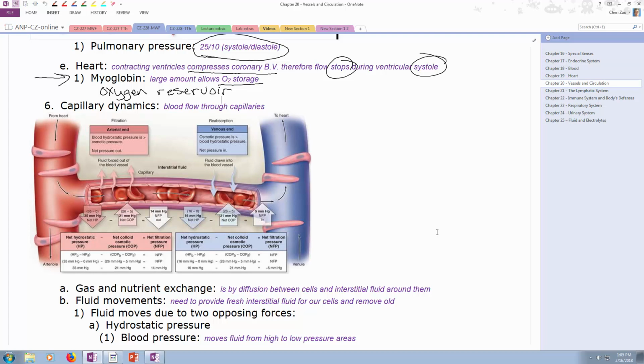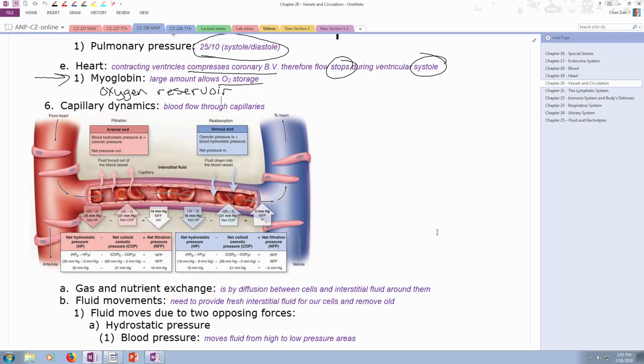So we have to move the nutrients to around the tissues to supply them with their nutrients, and then we have to take from those tissues their waste. The way we do this is we take the fluid component of our blood, the plasma, and we then will allow it to move from inside the lumen of our capillaries to the interstitial spaces.